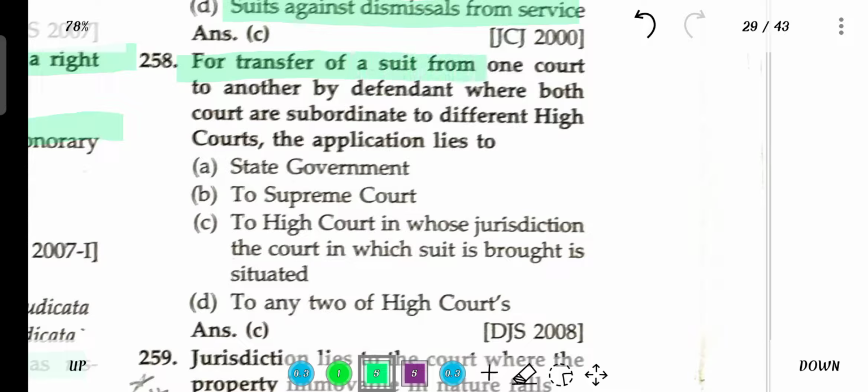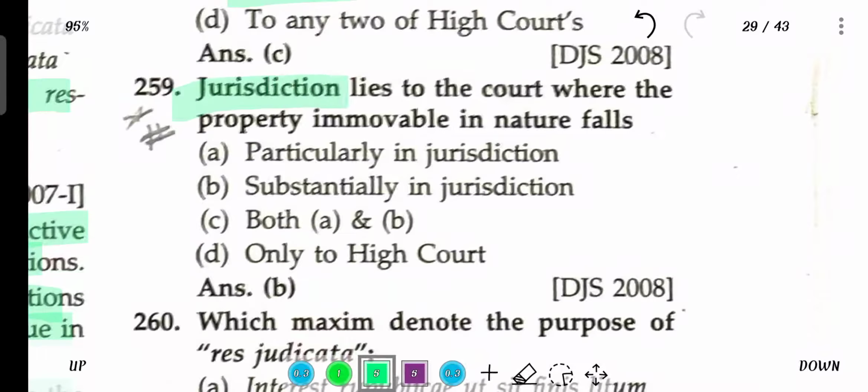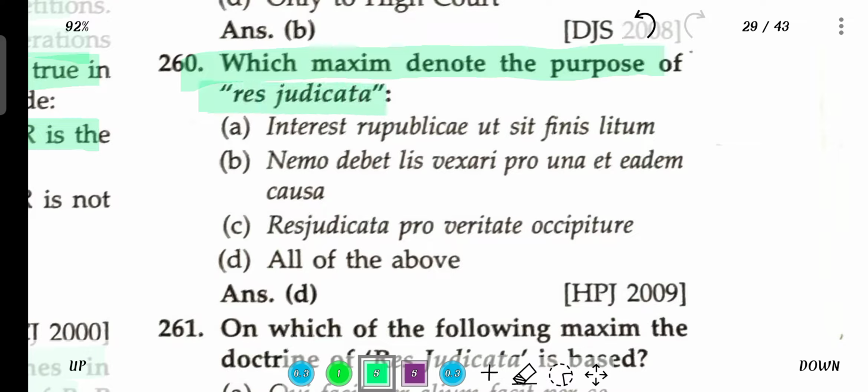For transfer of suit from one court to another, where both the courts are subordinate to different high courts, the application lies to the high court in whose jurisdiction the court in which the suit is brought is situated. Jurisdiction lies to the court where the immovable property is situated, wholly or substantially within its jurisdiction. Which maxim denotes the purpose of res judicata? Interest reipublicae ut sit finis litium, nemo debet bis vexari pro una et eadem causa.